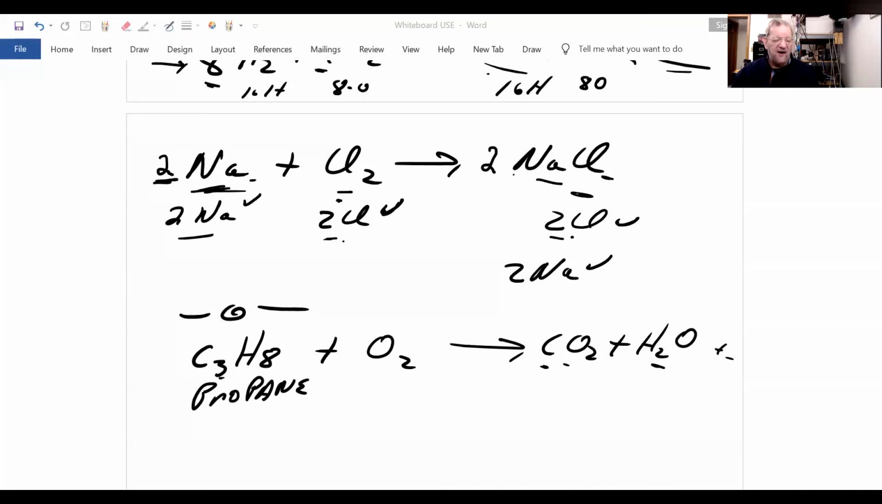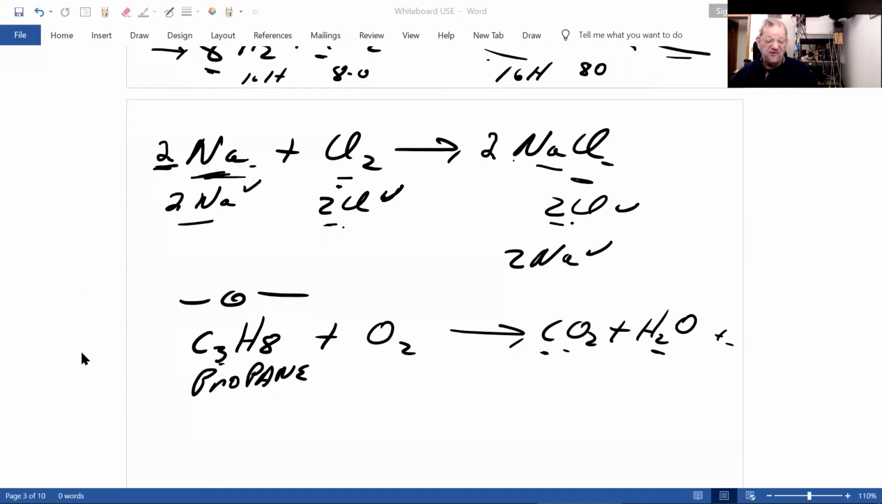So let's look at this. So we've got carbon, hydrogen, oxygen. So Dr. White's going to follow Dr. White's advice. I have 3 carbons on this side. I only have 1. How do I get it to 3? I can't change how many carbons in carbon dioxide, but I can change the coefficient. So now I have 3 carbons.